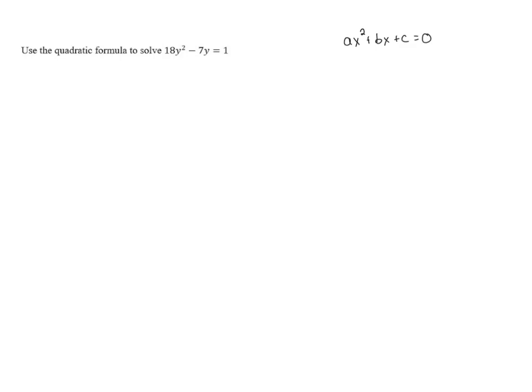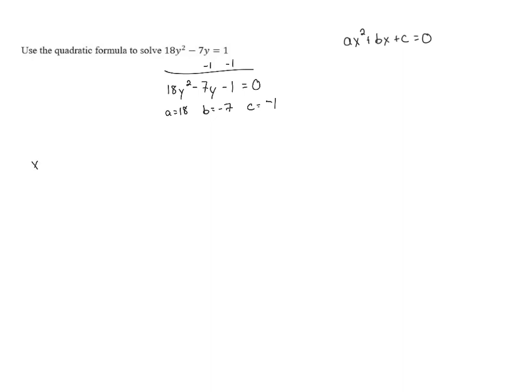We need all of the terms on one side and then the other side equal to 0 before we can apply the quadratic formula. So to move that 1 to the left, we're going to subtract 1 on both sides, and that gives us 18y squared minus 7y minus 1 equals 0. And now we're able to use the quadratic formula. In this case, a equals 18, b equals negative 7, and c equals negative 1.